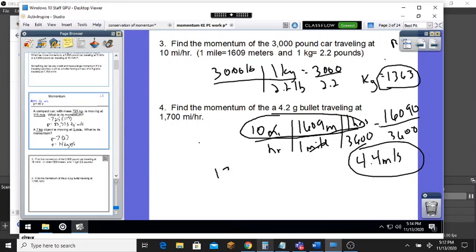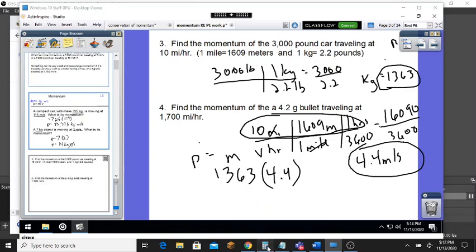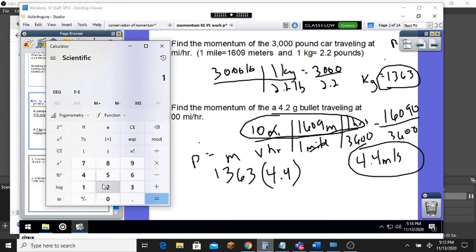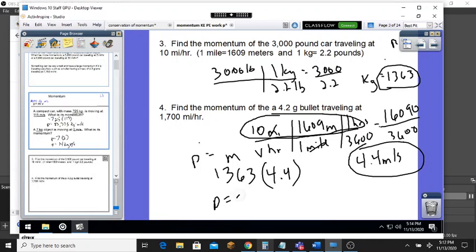So my mass times my velocity, right? So that's the formula: mass times velocity. So 1363 times 4.4 gives me 5,997 kilograms times meters per second. Okay.